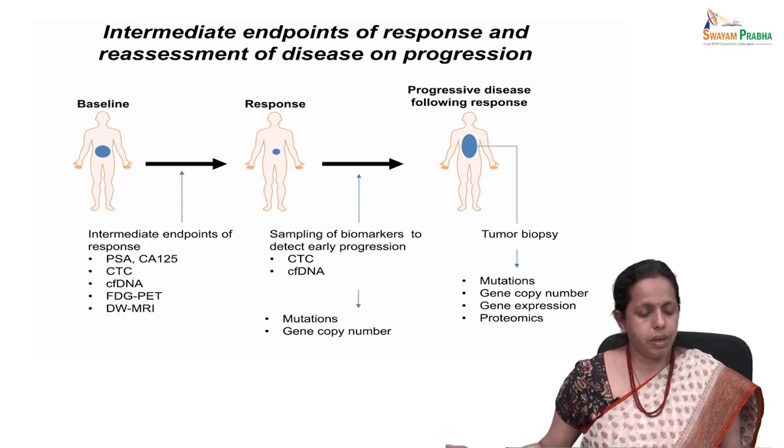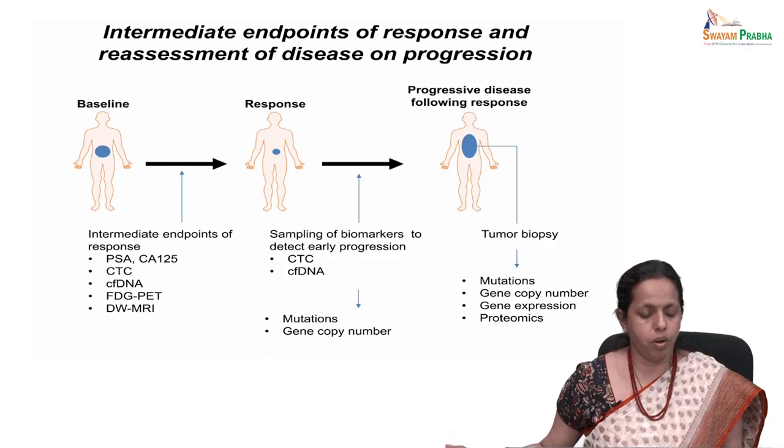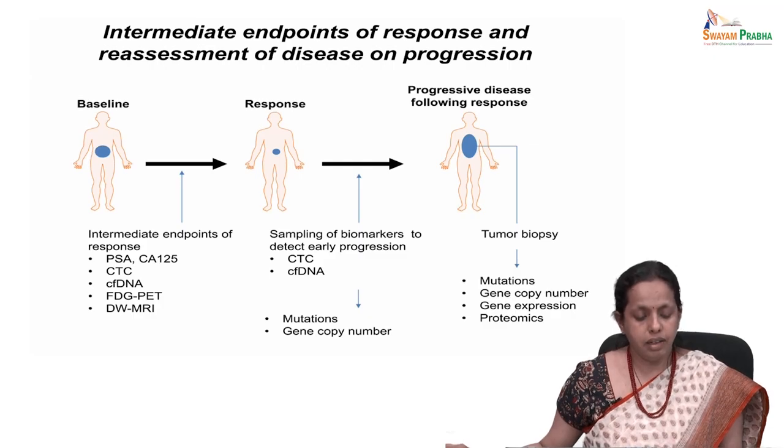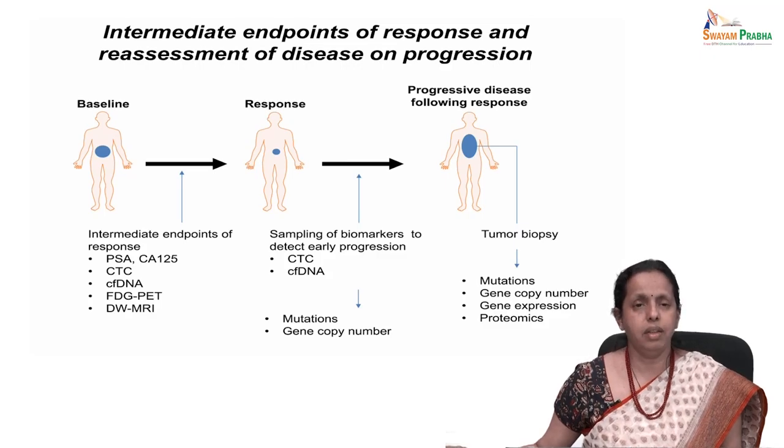This is how the typical tumor baseline is assessed, maybe you want to know that the tumor has reduced. Then you have the intermediate endpoints such as your PSA, then your CA125, then you use your mutational markers, then you use your PET and your MRIs. Then you check for the sampling of biomarkers to detect early progression, your CTC, cell-free DNA, and then you look for mutations and the gene copy number.